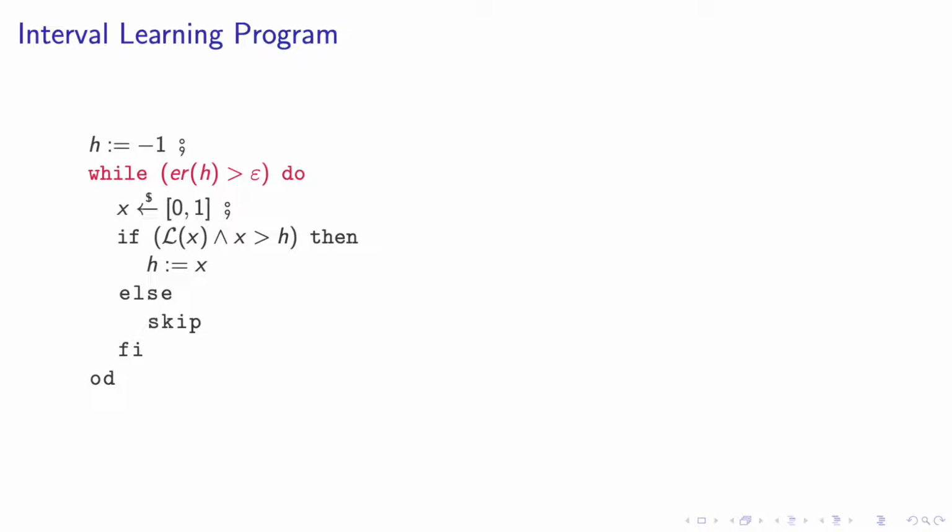On each iteration, it randomly samples a point on the unit interval. It queries the labeling oracle L to determine whether the point is a positive example. If it is a positive example and it's larger than the hypothesis, then we update the hypothesis. First, note that it's not even clear that this program terminates.